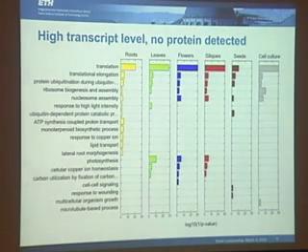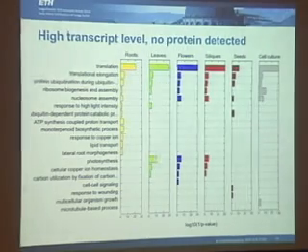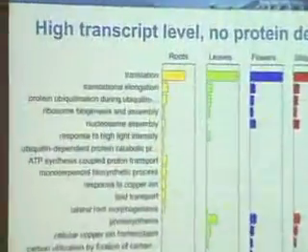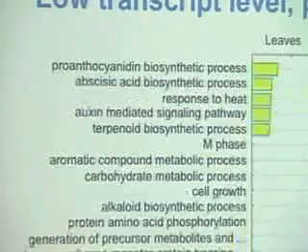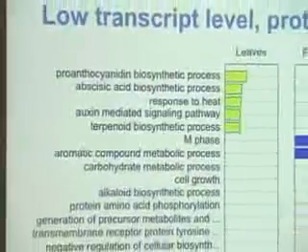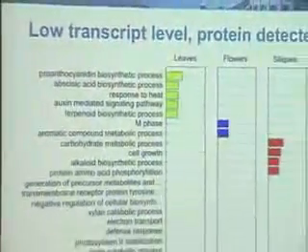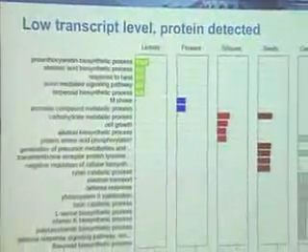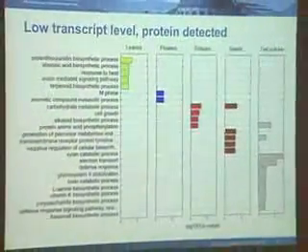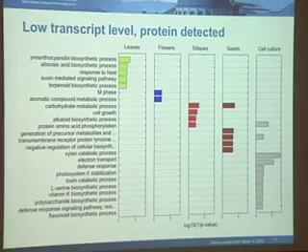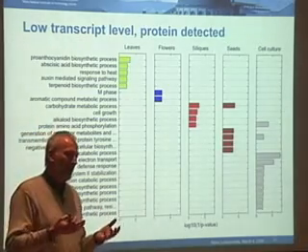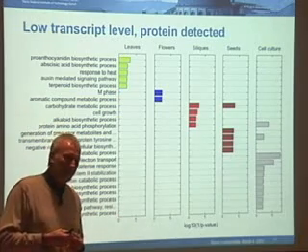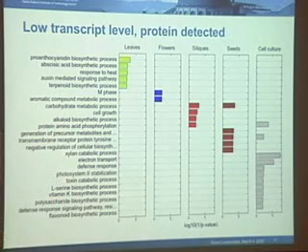Just look here, for example, at protein ubiquitination, this is a GO category. There's a number of proteins we are not finding. Okay? So you can do the corollary analysis, low transcript level, but we detect the protein. Again, it's not everything. Again, they fall into specific classes. Okay? I don't have an explanation yet. I cannot explain to you why that is. If I could, I would probably be very excited about that. But we don't know yet.